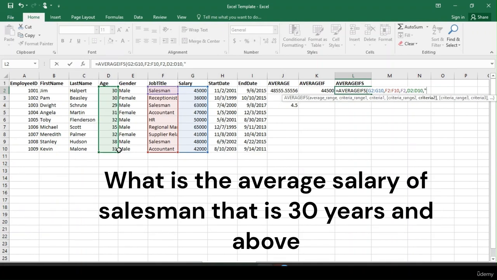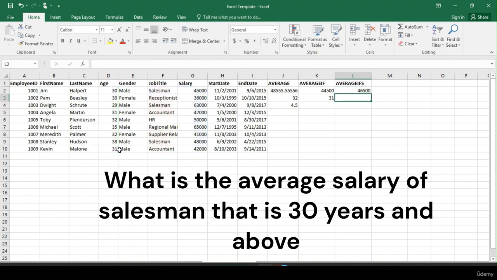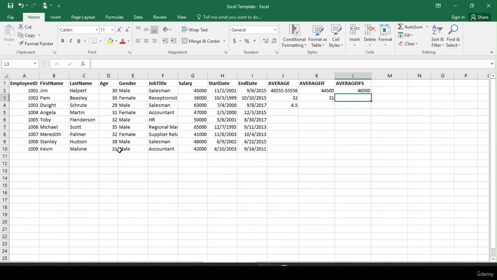Remember to always put a condition you are typing in quotation marks. So greater or equal to 30, close your quotation, now close your statement. So the average salary of the salesmen that are 30 years and above is 46,500.